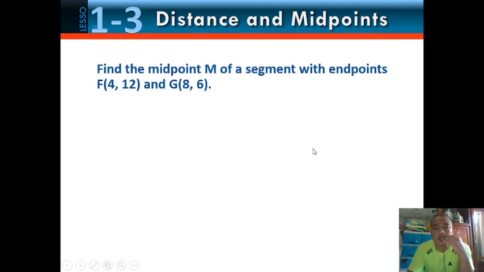Next, find the midpoint M of the segment with endpoints (4, 12) and G (8, 6). Okay, can you answer this orally? 10 seconds. Time's up. What is your answer? Answer is (6, 9). How did you get that? 8 plus 4, 12 divided by 2, 6. 6 plus 12, 18 divided by 2, 9. Okay, I think we can do it orally.